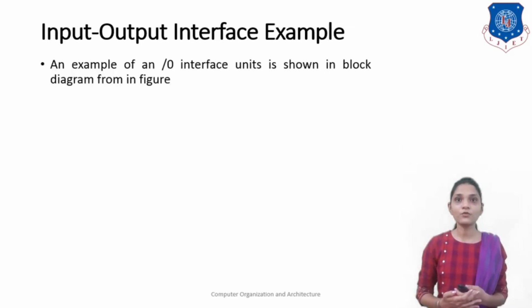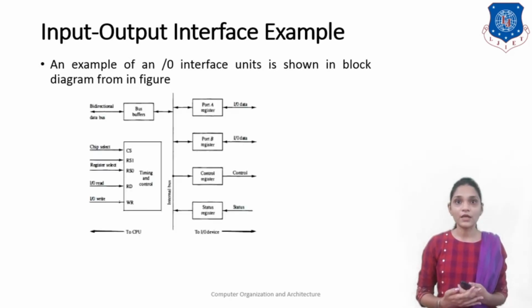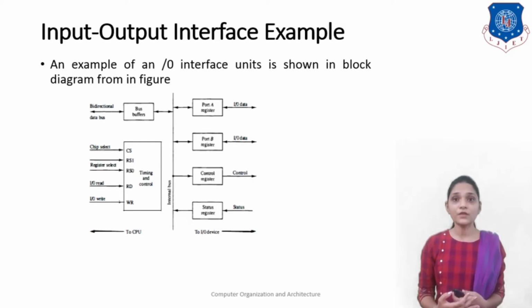Here an example of an I/O interface unit is shown in this block diagram. We have shown here port A, port B, the control register and the status register. These 4 registers are used for interfacing this device with the CPU. Then we have used this bus buffer to provide some buffering for the data. Then we have this timing and control unit that provides the control and timing for the interface device.